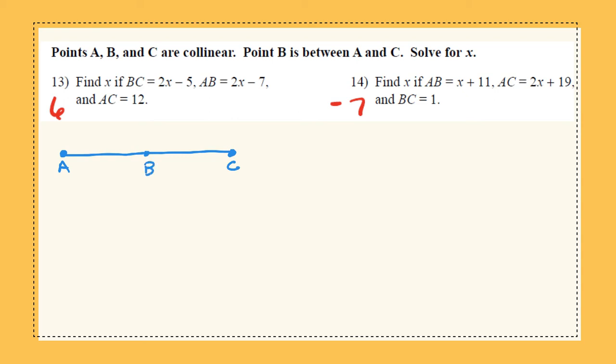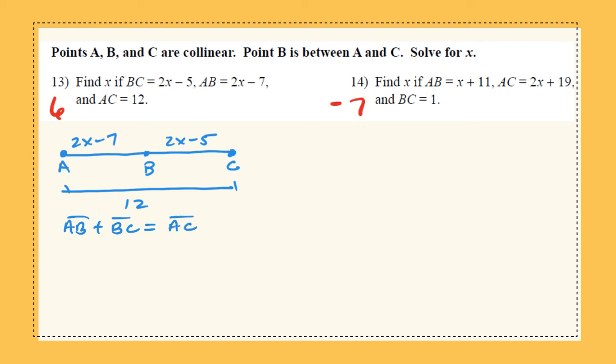So BC is 2x minus 5, and AB is 2x minus 7, and the entire length of the segment AC is going to be 12. So by the segment addition postulate, I know segment AB plus BC is going to equal AC. So now I'm just going to substitute those values.